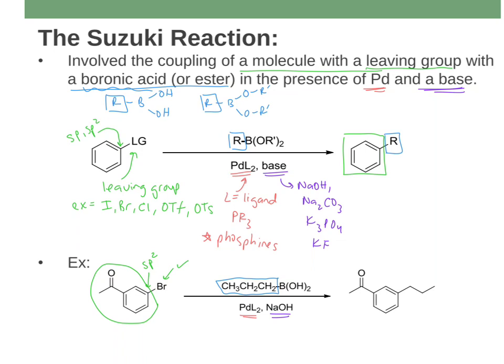And so to get the product, the idea is that we just take that whole piece that had the leaving group on it, and we just directly couple whatever the piece was that was on the boronic acid or ester.